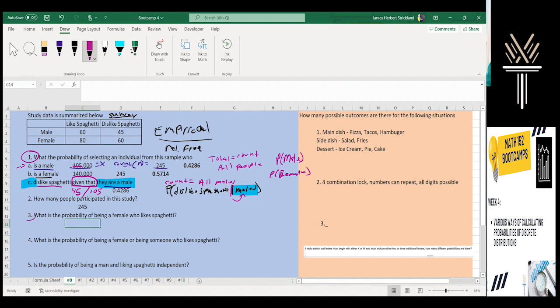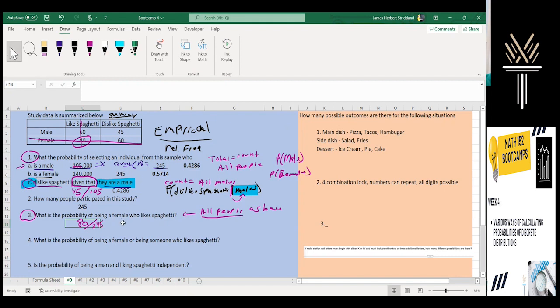So now for 3. Notice that it's different from letter C. There's no given that. So this means that we're still talking about all people. We're looking for that special category of female spaghetti likers out of all people. So we're looking for that intersection of female and those who like spaghetti. We're looking for this 80 right here. And so there's only 80 people who are female who like spaghetti. And since it's not saying given that for any category, we're assuming that it's talking about all people still. And all people is 245.